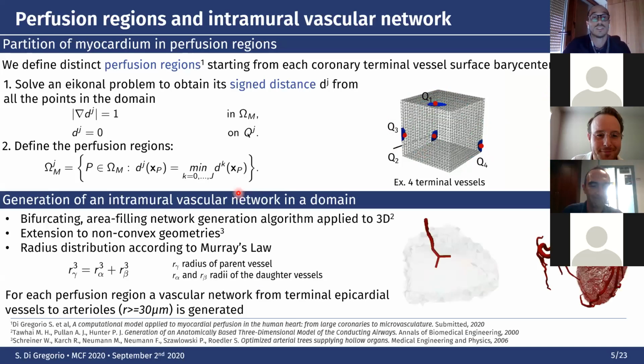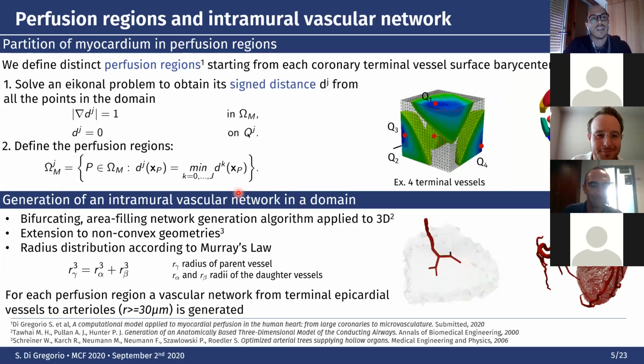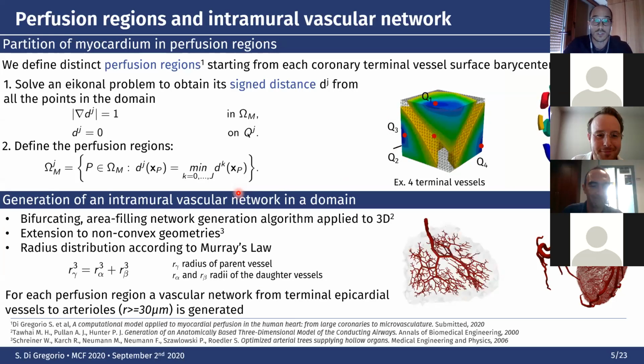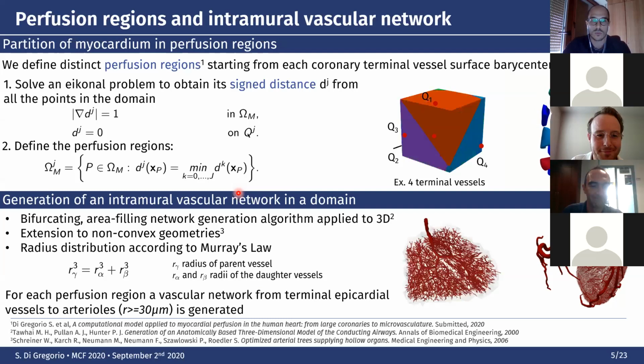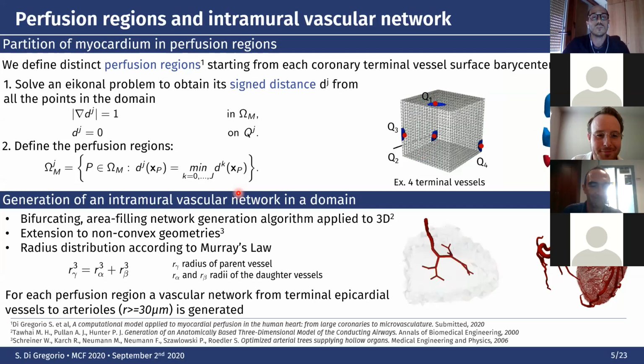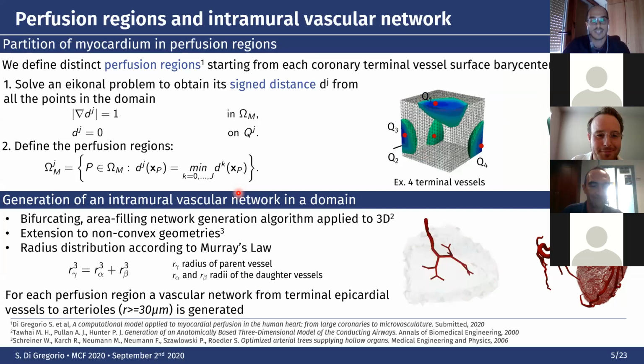Then, since from CTA we could reconstruct only vessels up to 1 millimeter of diameter, we needed to generate an intramural vascular network. So we use a volumetric filling network generation algorithm to generate the network, and to distribute the radius inside the network, we use Murray's law.